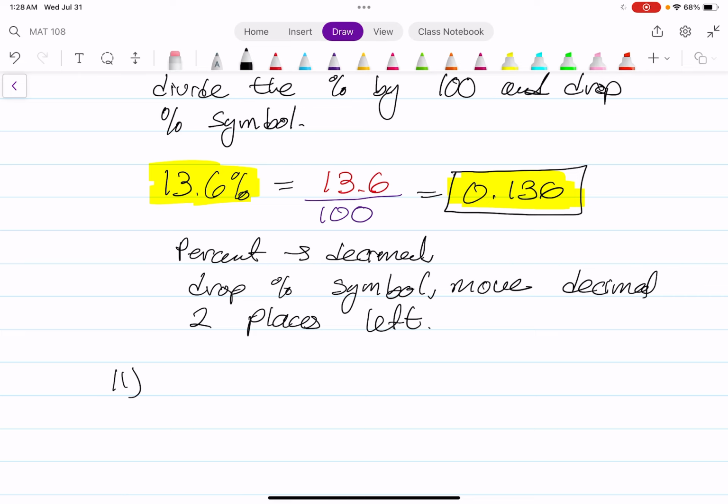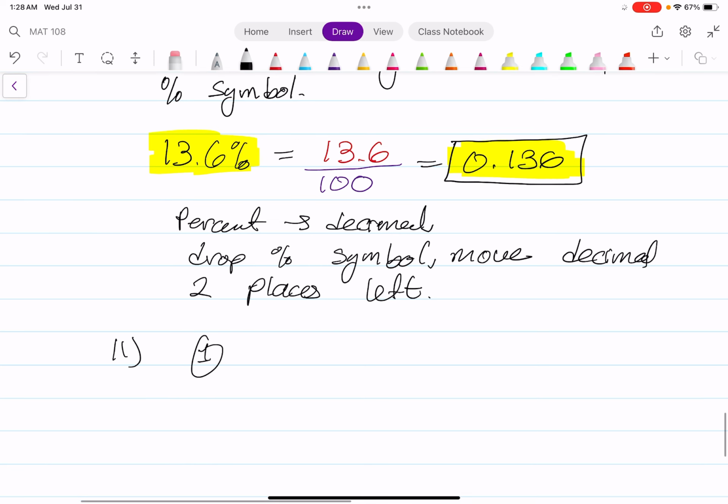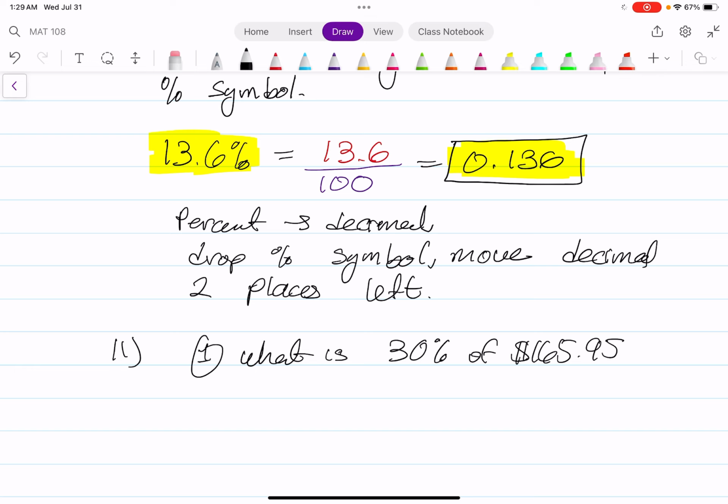So for number 11, we need to first find, I'm going to call that 1, what is 30% of $165.95. As stated in the last video, the word of is an indicator of multiplication. But we must turn our 30% into a decimal. So 30% as a decimal is 0.30, or 0.3 if you're using a calculator. And that's going to be times 165.95.